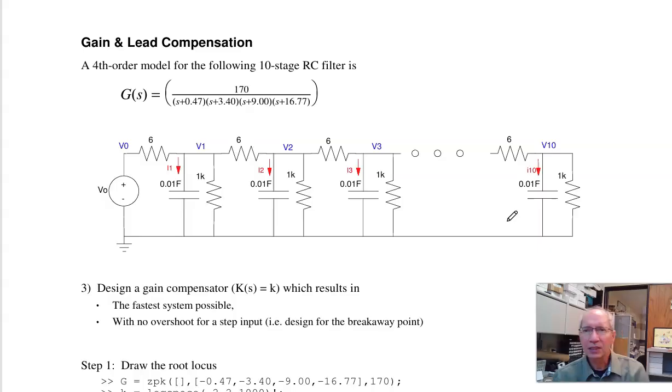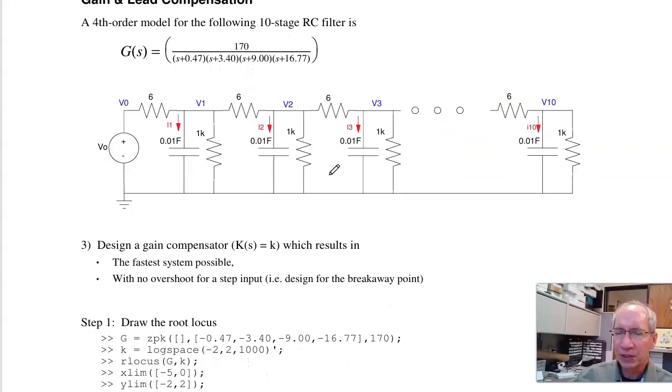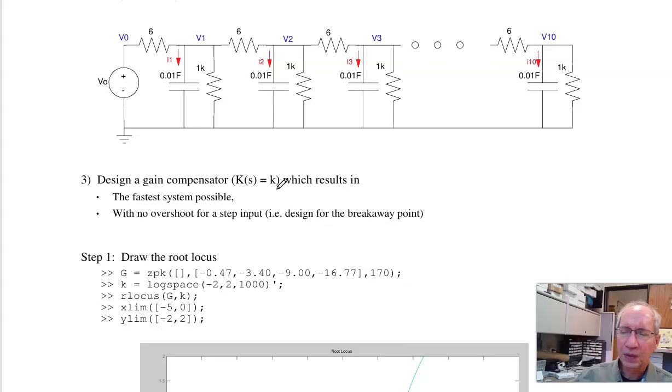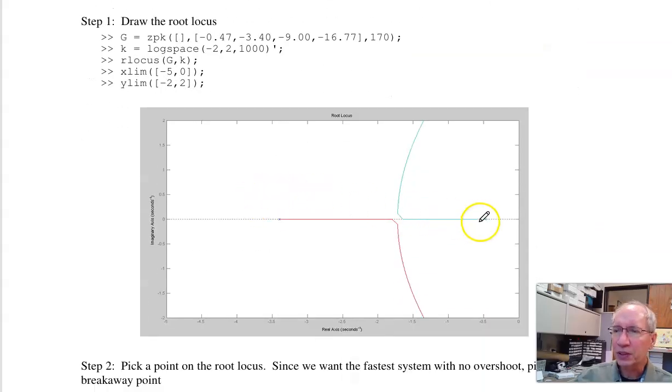Problem 3 is gain compensation. Here is a 4th order system. That's the 4th order model for a 10-stage RC filter. Design a gain compensator that results in the passive system with no overshoot per step response. The approach there is to sketch the root locus plot. So here's your pole, 2 dominant poles, and there's 2 other poles over here.